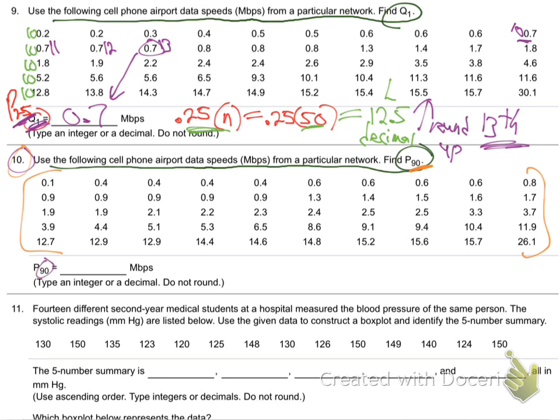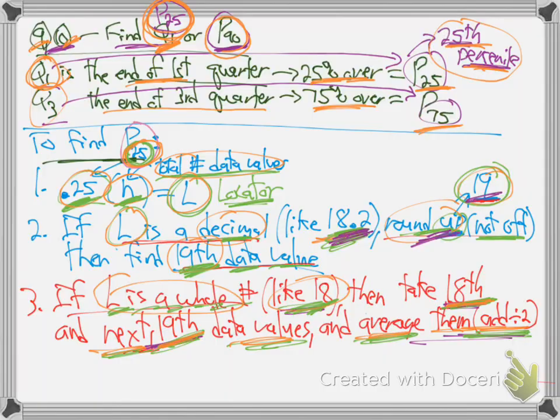Same thing, we're going to take the 90, take 0.90 times n. Again, here we have 50 numbers. And so, what do we get? We get 45, which is a whole number. Now, what do you do when you get a whole number? If you get a whole number, like 18 or 45, take that number and the next number and average them. Add them and divide by 2.